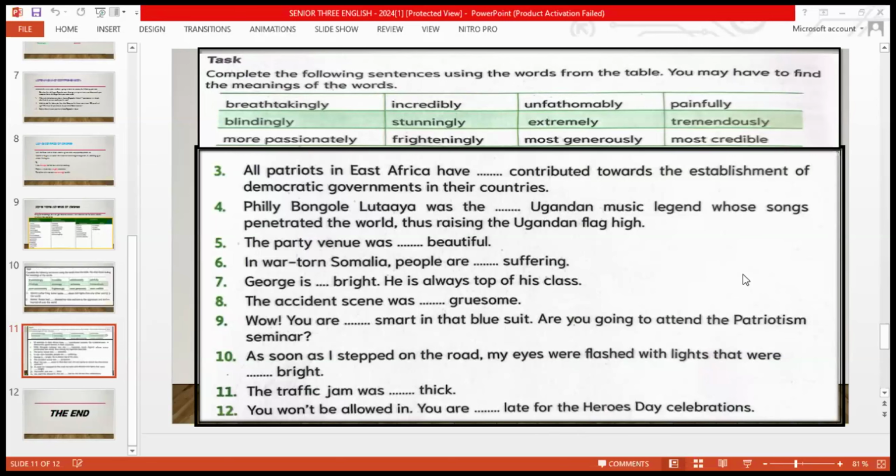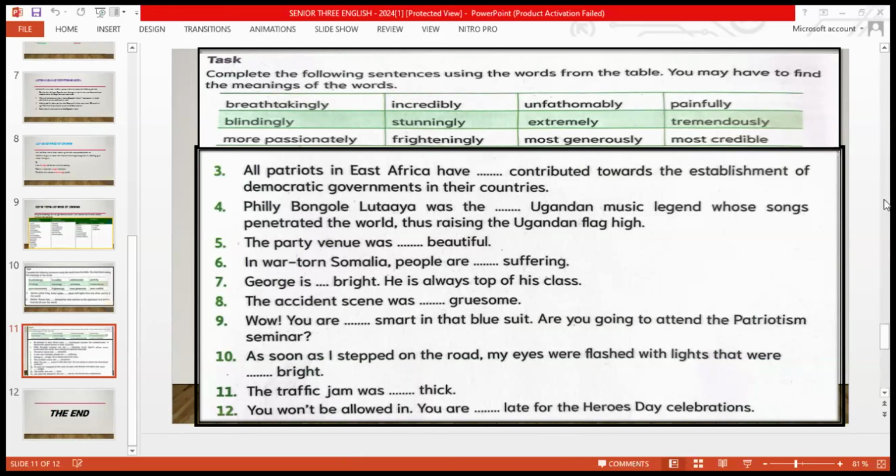Bridget Binaisa. Bridget, do you think you can do number five? Oh. Okay, Bridget can't unmute. There is someone called Katz. Katz, I've been seeing you, but now I don't know where you were born. I think Katz has left the lesson. Ah, it's here. Okay, Katz, you can unmute and answer number five. The party venue was stunningly beautiful. Okay, thank you. That's correct.